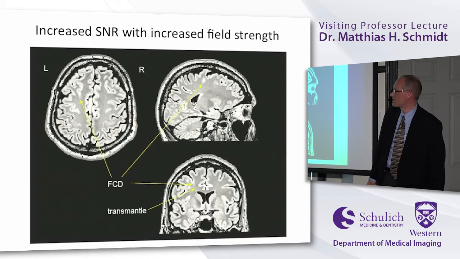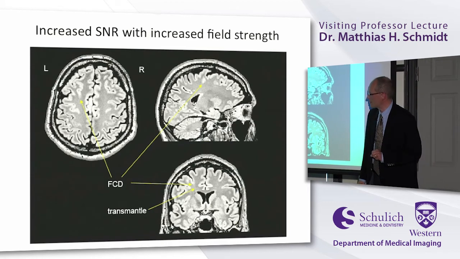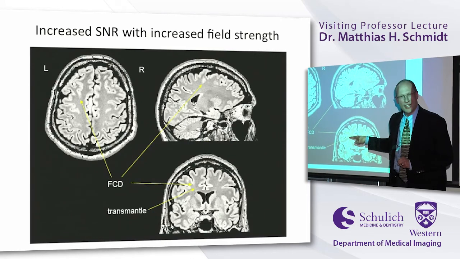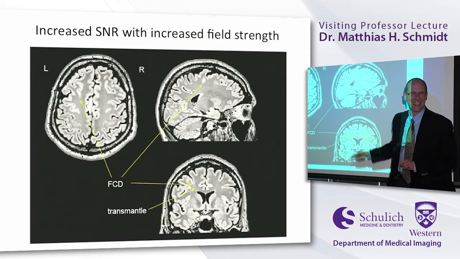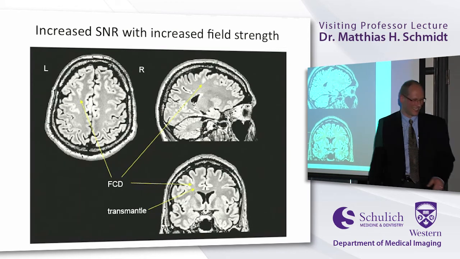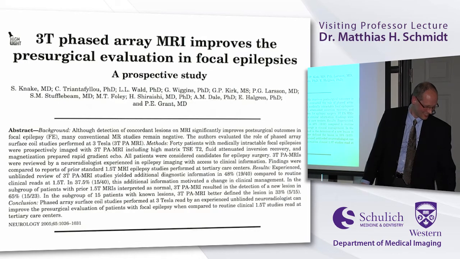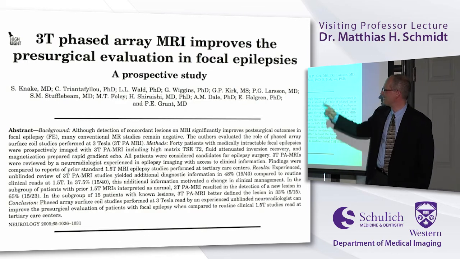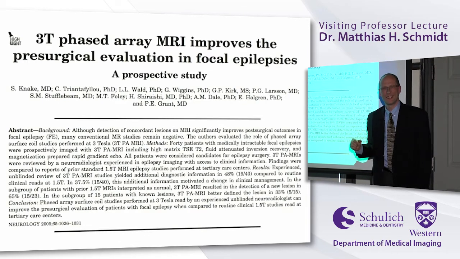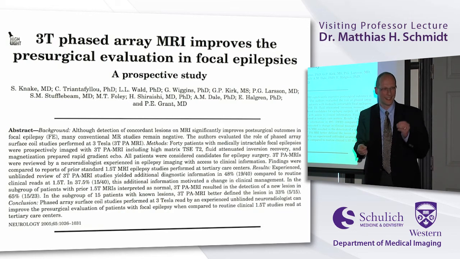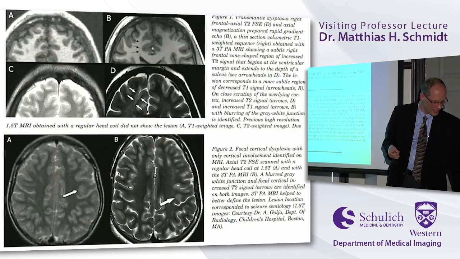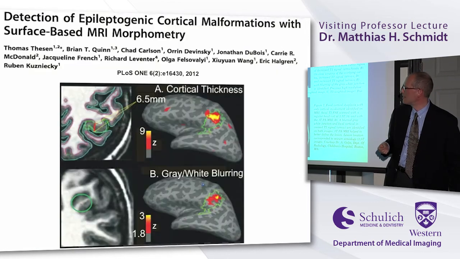But we're not the only ones, because when we send these people to Montreal for their 3 Tesla scan, they also put arrows on the lesion and so have great success in identifying the same lesion here. So, according to Knake's group, the best thing you can do is to use 3 Tesla MRI and surface coils until 7 Tesla MRI comes along.